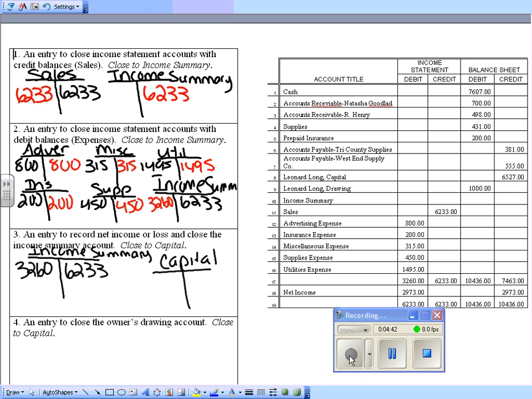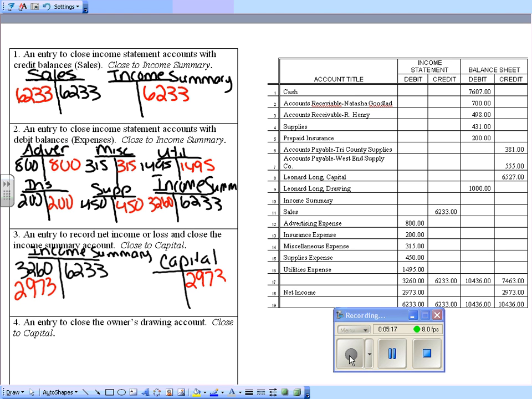So if we look at income summary right now, we're going to have a credit balance of 2973 because we have a credit of 6233 and a debit of 3260. So if you subtract 3260 from 6233, you'd have a credit of $2973. So our third entry is going to be to close income summary or zero it out. So we're going to debit income summary $2973, and we're going to put the corresponding credit in capital $2973.